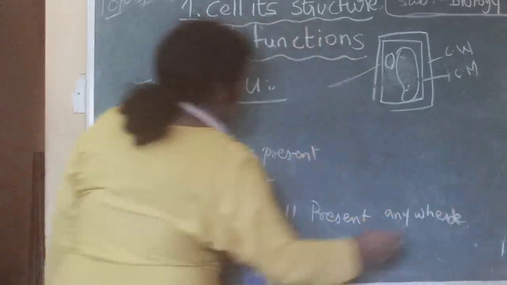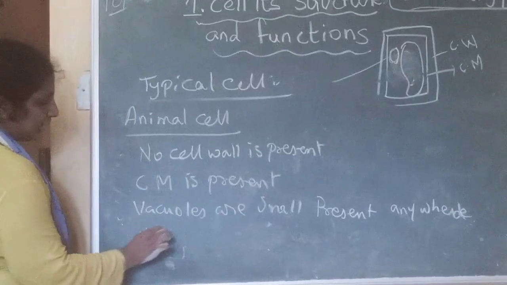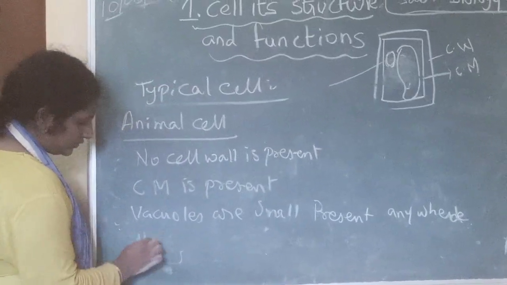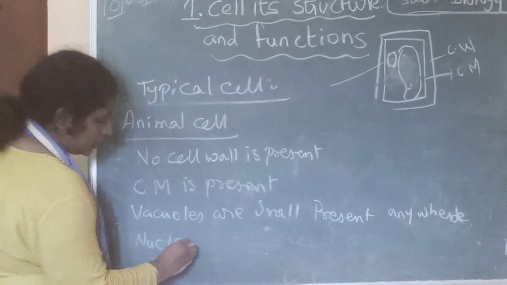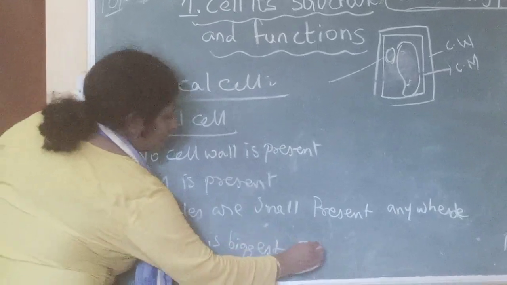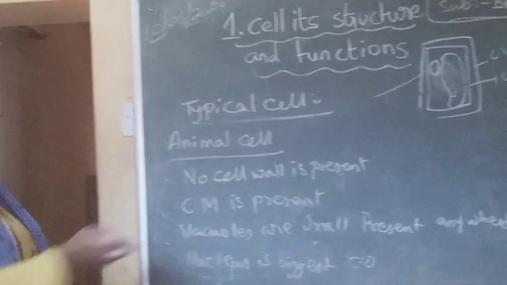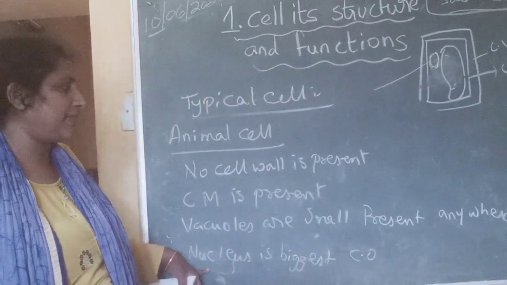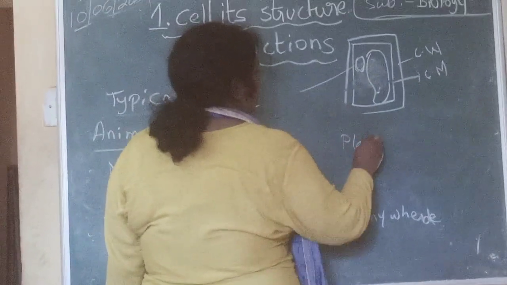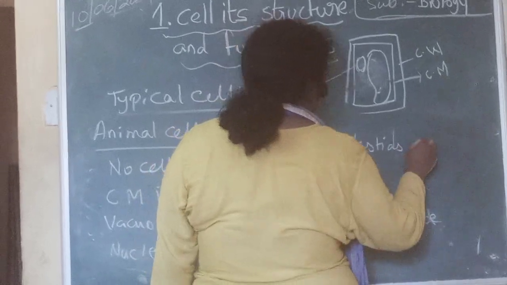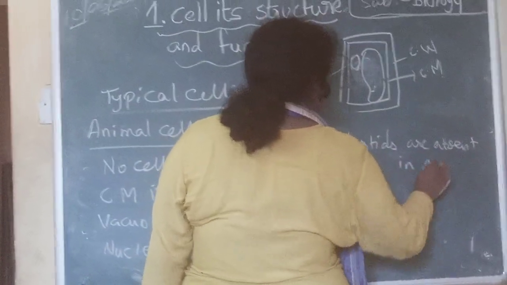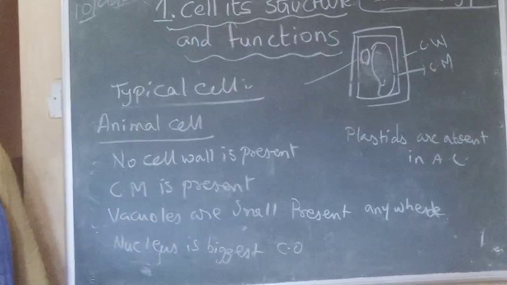Okay. Next, coming to the nucleus. The nucleus is the biggest and most important cell organelle present in animal cells, which contains the genetic material. Next, plastids are absent, because the animal cell does not have any colors. Plastids are absent in the animal cell.